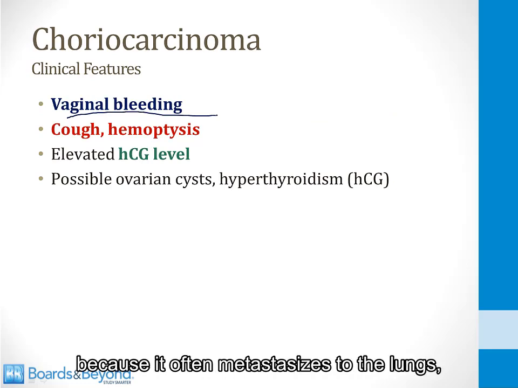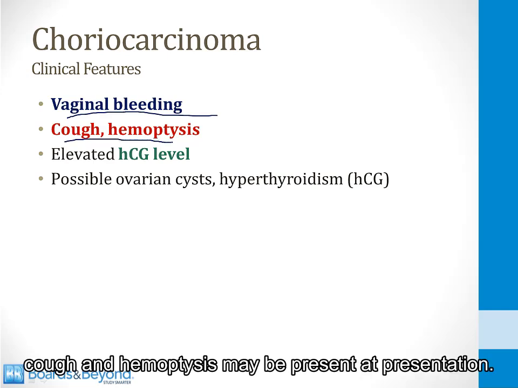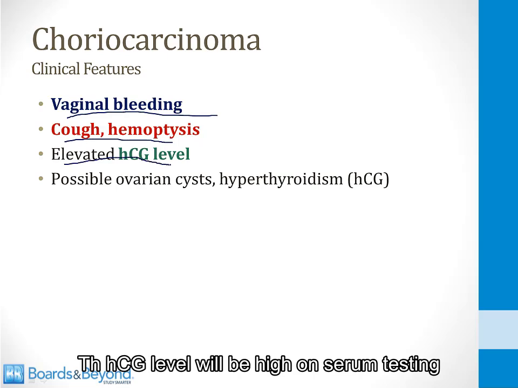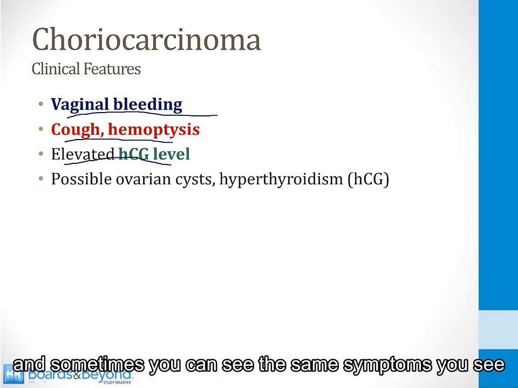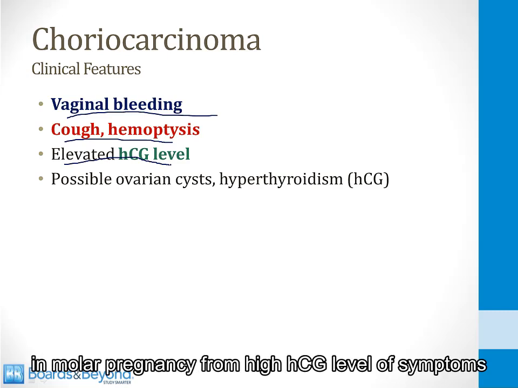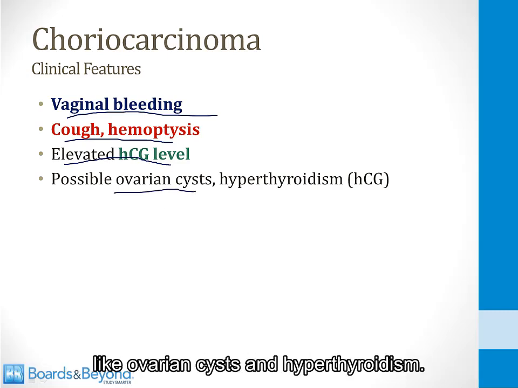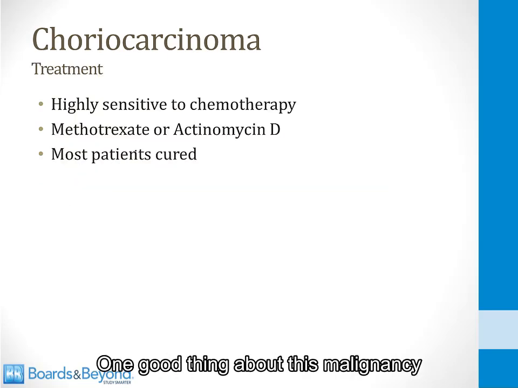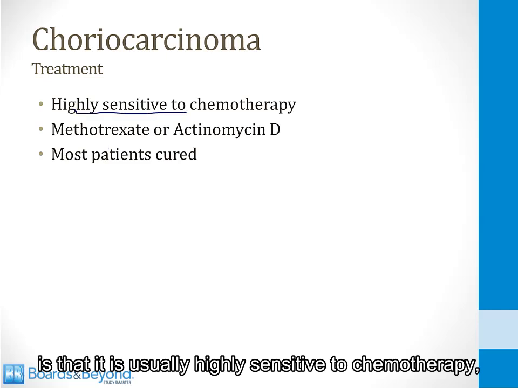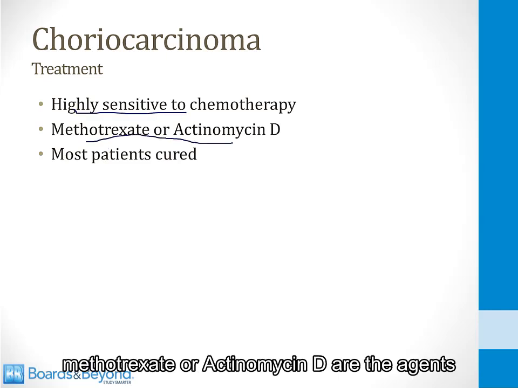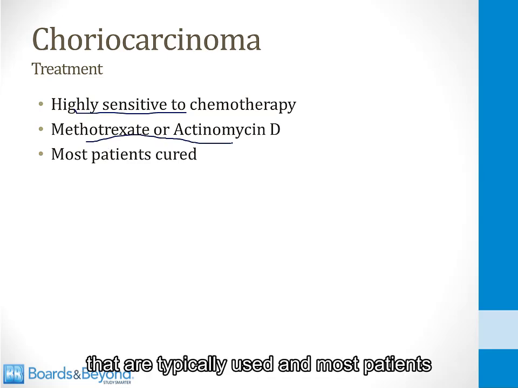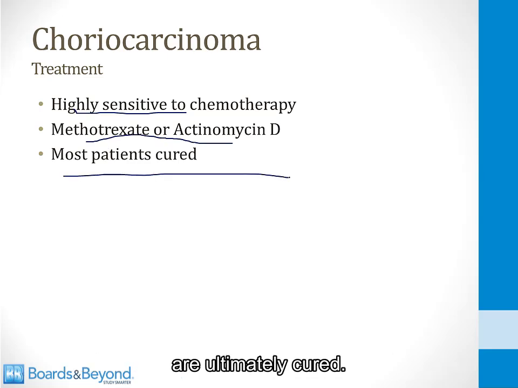Because it often metastasizes to the lungs, cough and hemoptysis may be present at presentation. The hCG level will be high on serum testing, and sometimes you can see the same symptoms you see in molar pregnancy from high hCG levels, symptoms like ovarian cysts and hyperthyroidism. One good thing about this malignancy is that it is usually highly sensitive to chemotherapy. Methotrexate or actinomycin D are the agents that are typically used, and most patients are ultimately cured.